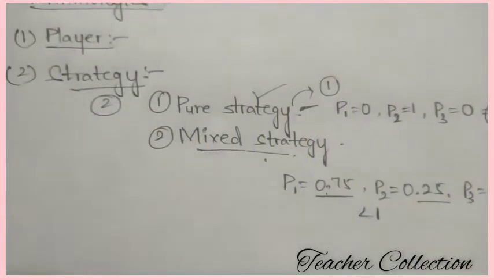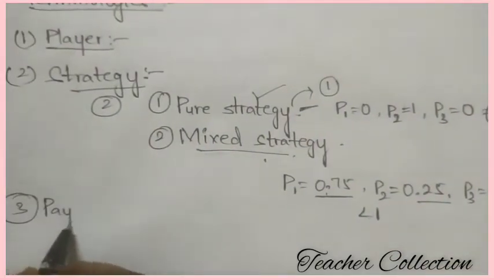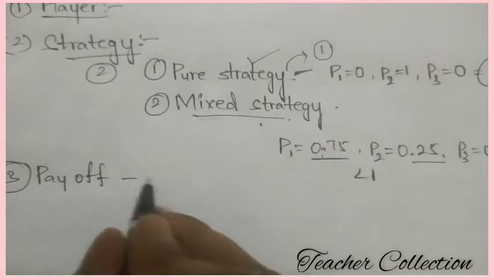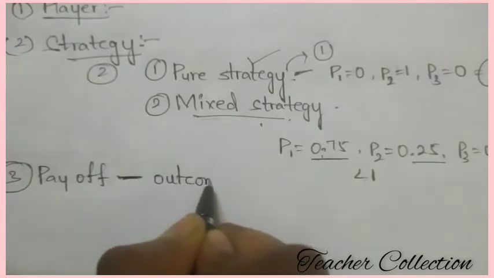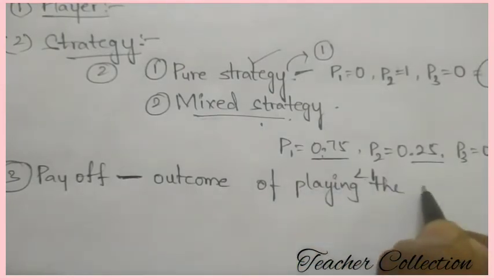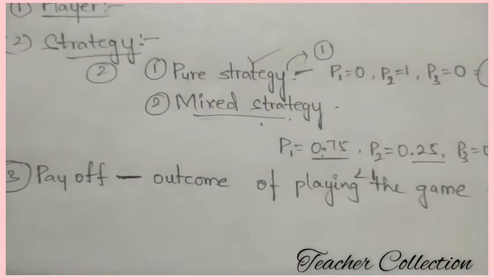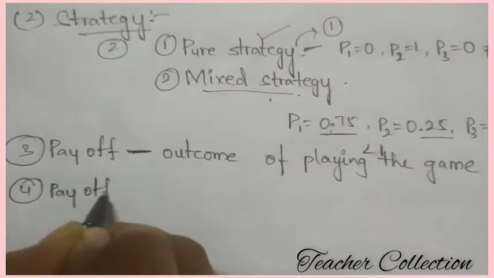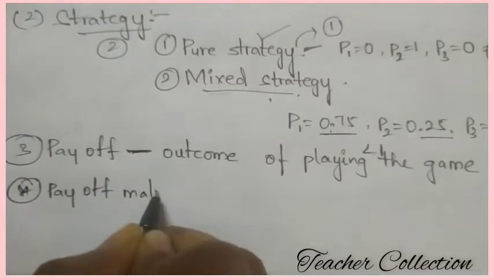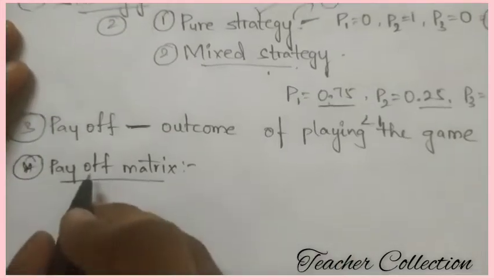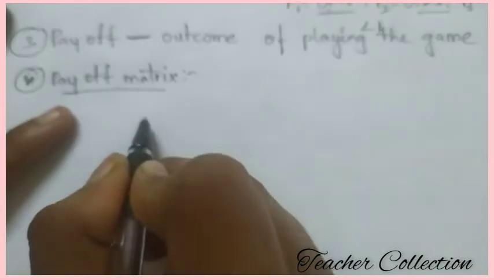Now the third one in the terminology is payoff. The outcome of playing the game is known as payoff. Next, fourth one is payoff matrix. This payoff matrix is a table showing outcomes or payoffs of the different strategies of the game. For example, we will write a payoff matrix like this.